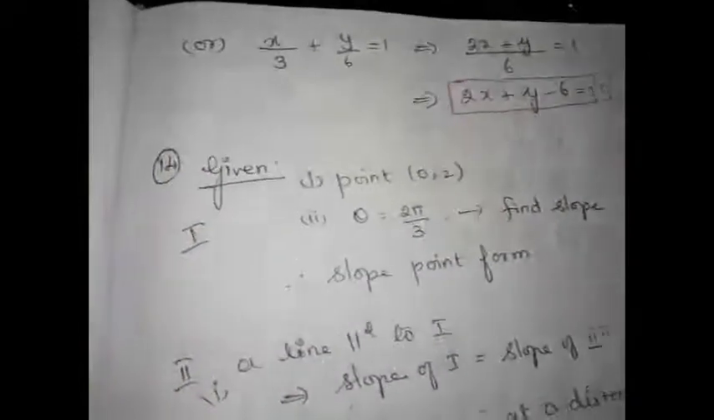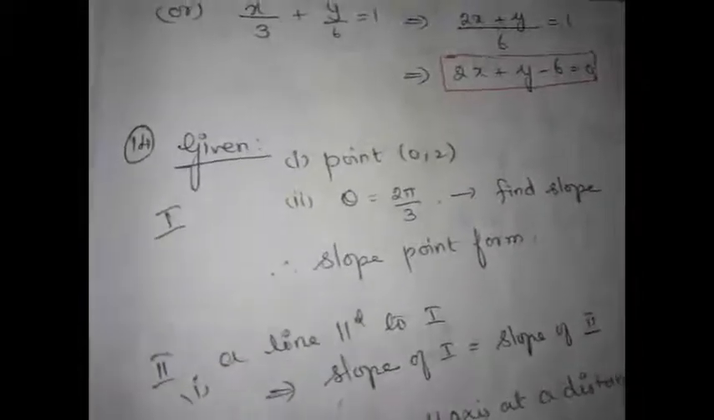The 14th question is, find the equation of a line through the point. They have given you through the point.